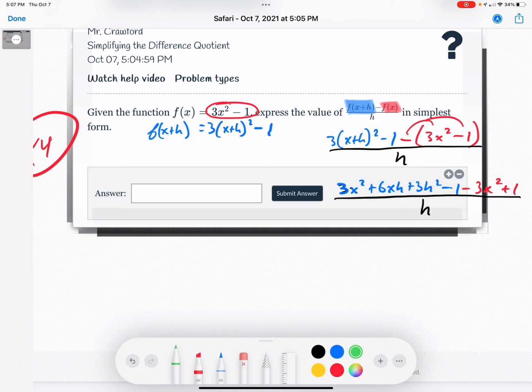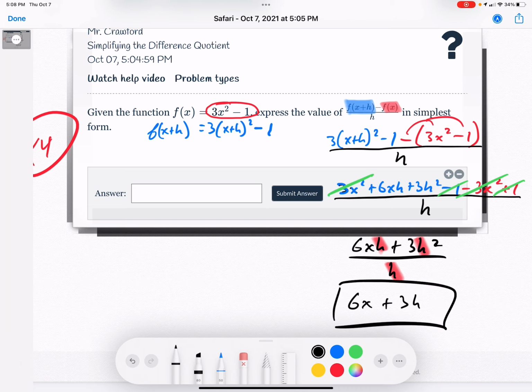Let's see, what cancels out? The 3x squared and the minus 3x squared, the minus 1 and the plus 1. So what's left is 6xh plus 3h squared all over h. And you see that there's an h in the bottom and an h in each of the terms upstairs. So it will reduce to 6x plus 3h. And that, kids, is your answer.